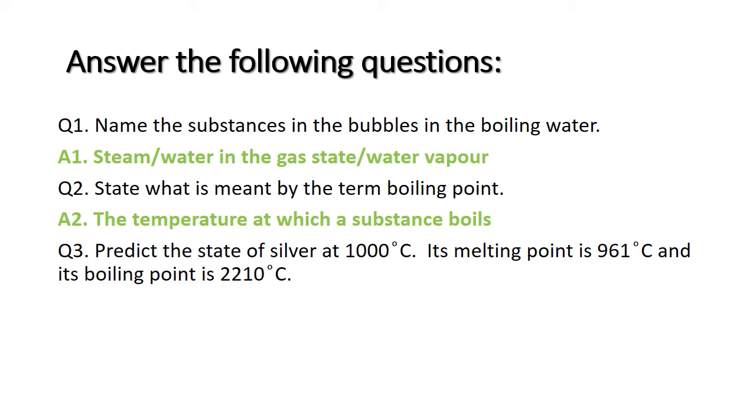Now this one's an interesting one, it's a little bit more complicated. So predict the state of silver at 1000 degrees C. So its melting point is 961 and the boiling point is 2210. So 1000 is above 961, so the substance has melted, but it's not above its boiling point, so the substance will be in a liquid state.